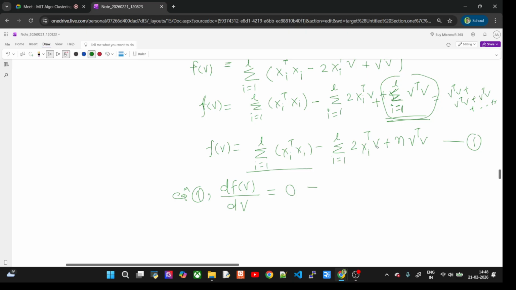Here the 2 stays, with summation i equal to 1 to l, and dv by dv will be 1, so it is something like xi. The same way I am working through the rest.